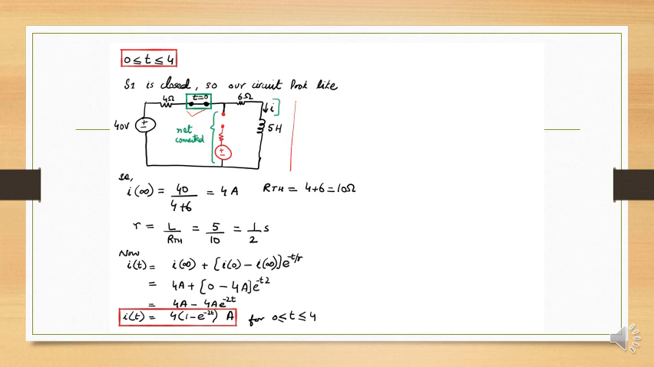So we got i of infinity in this case for time interval 0 to 4 as 4 amperes, and R of TH in this case is 4 plus 6, which is equal to 10 ohms. And from this value we get tau equal to 1 by 2 seconds. Putting the values in the given formula, we got i of t for 0 to 4 as 4 into (1 minus e raised to the power minus 2t) amperes.